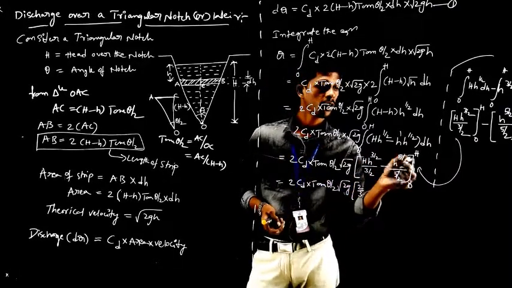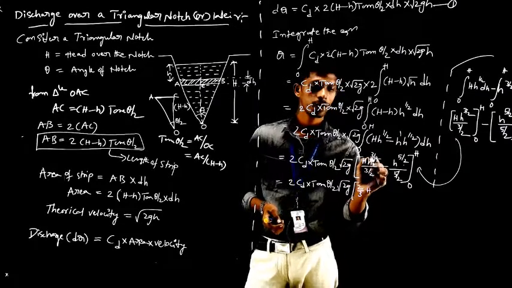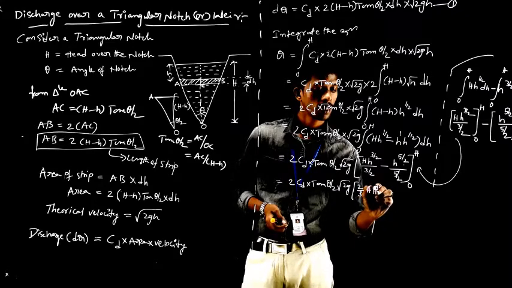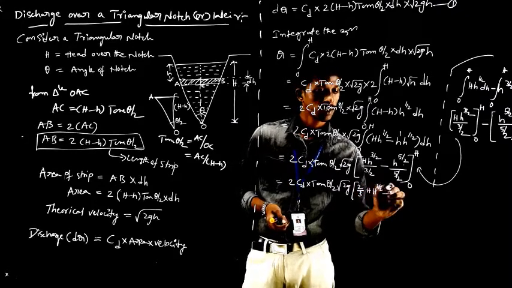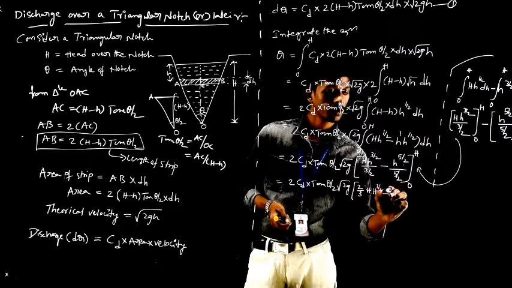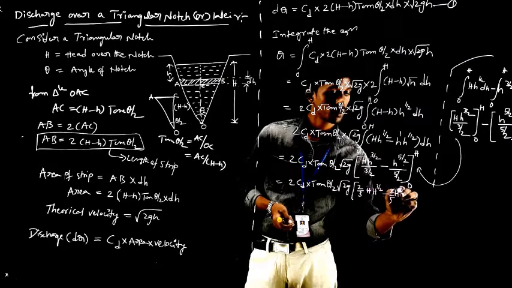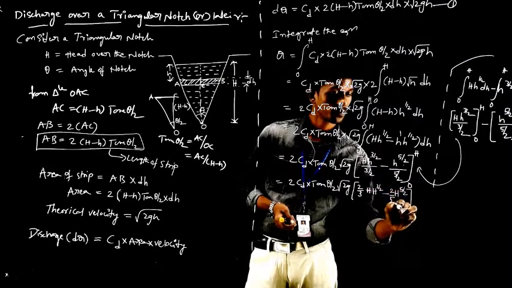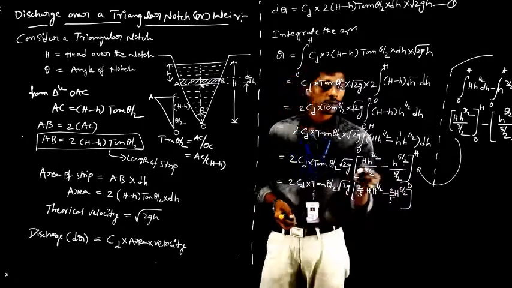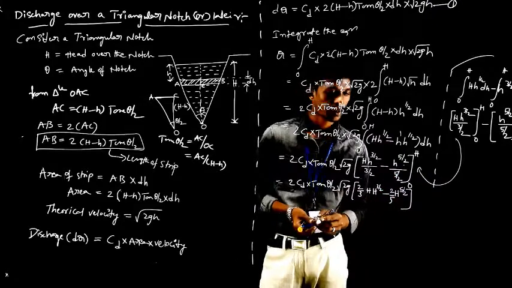So in place of small h apply capital H. So capital H power 3 by 2, right? So here capital H multiplied by capital H power 3 by 2 minus 5 by 2 will be 2 by 5 and capital H power 5 by 2. Okay, and the lower limit is 0. No need to apply 0 here. If you apply 0, both terms will be 0. So the upper limit only you apply.